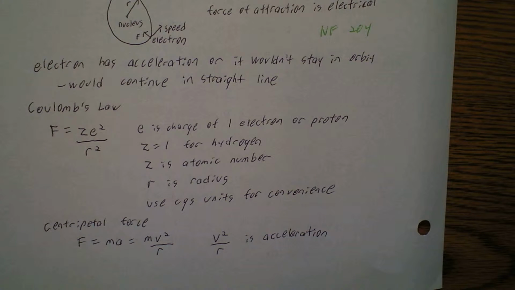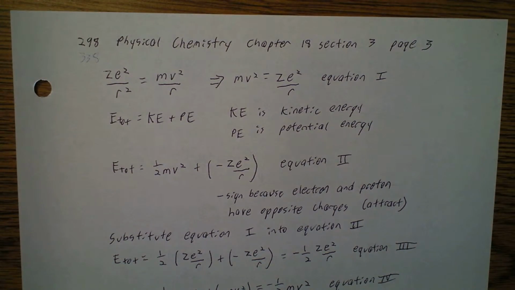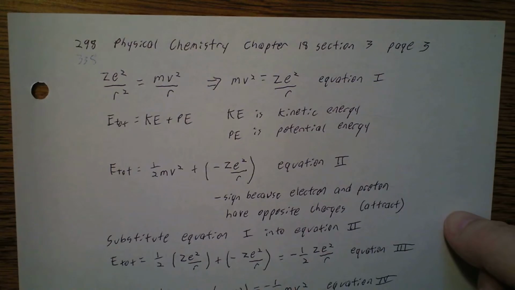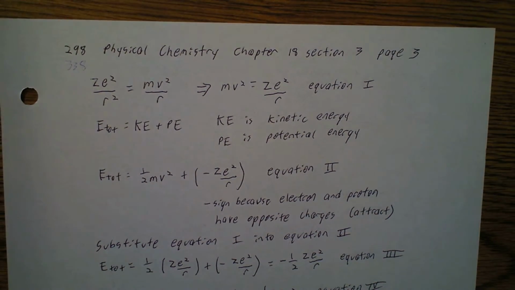Now let's talk about centripetal force. Force, of course, is equal to mass times acceleration, which is equal to mv squared over r. So v squared over r, that's the acceleration that the electron is experiencing as it goes around the nucleus. So we get Z e squared over r squared is equal to mv squared over r. That simplifies to mv squared equals Z e squared over r. We'll call that equation 1.